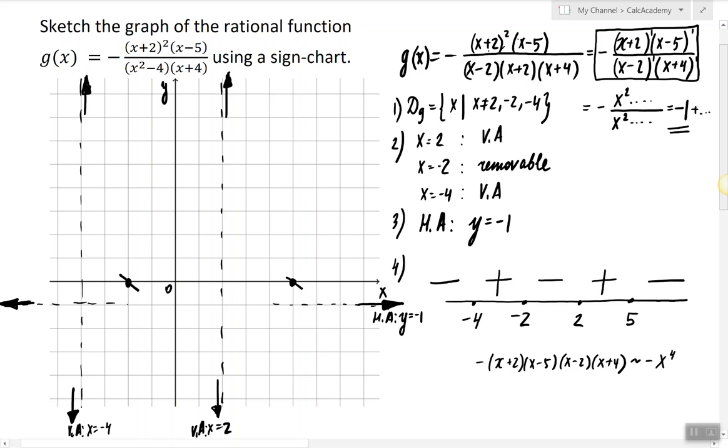So now we just have to connect these pieces together, which is not that hard. Going from left to right, the function is negative, then it becomes positive and goes to infinity. Then it appears on the other side, goes here, crosses, and goes to infinity. Then it appears on the other side and goes to y equals negative 1. So this is how we use a sign chart to sketch the graph of a given rational function.